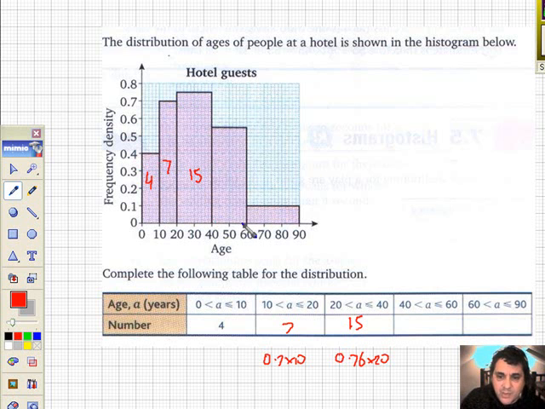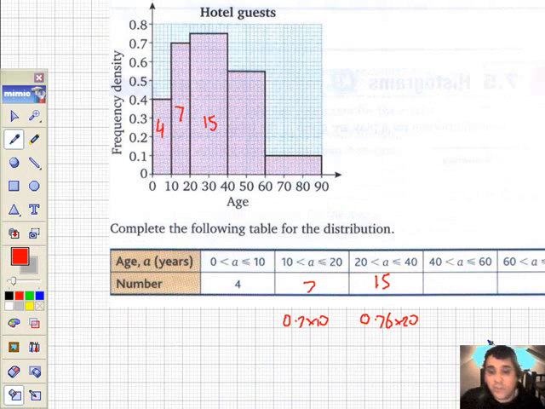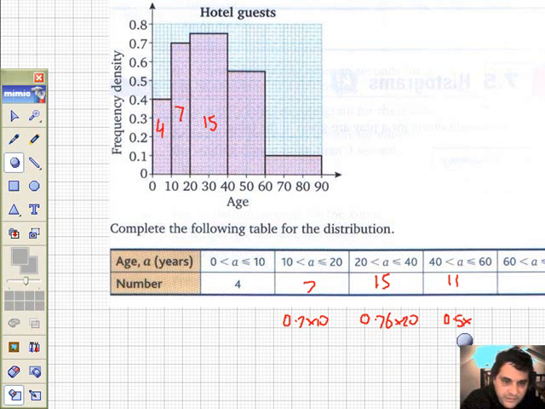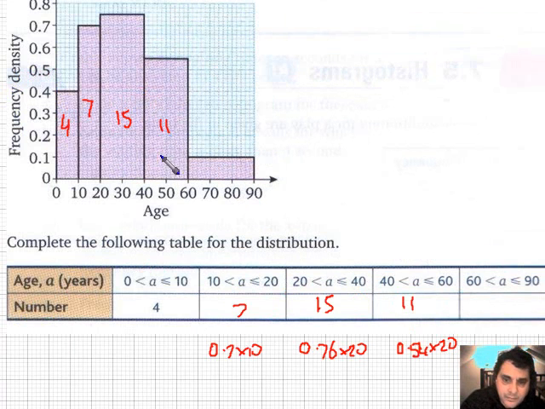Next one, bar width of 20 again, so 20 times 0.54, so 0.54 multiplied by 20, 10.8 guests, that's 11. So 0.54 multiplied by 20 is roughly 11.